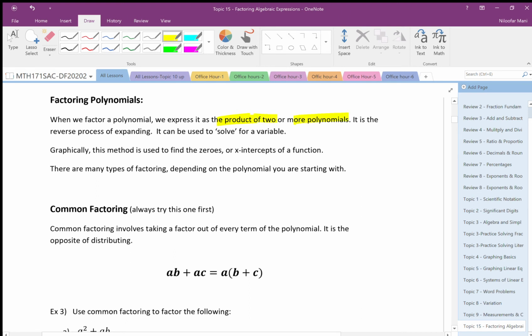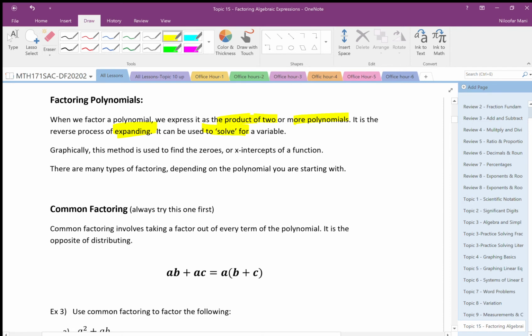Okay, it's the reverse process of expanding. So if you multiply them back, then you expand it, exactly like Pascal's triangle. You try to expand and make it large. Okay, so now we go back. We want to make it small and factor. Here we can use this in order to solve for a variable. So factoring helps us to solve for a variable.